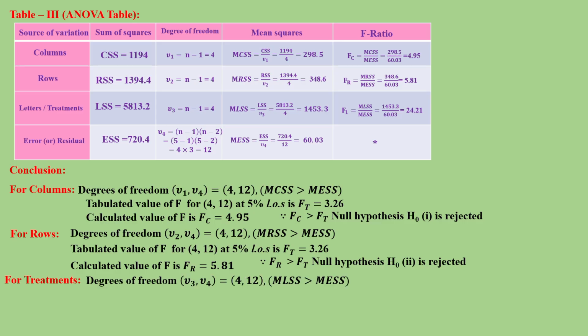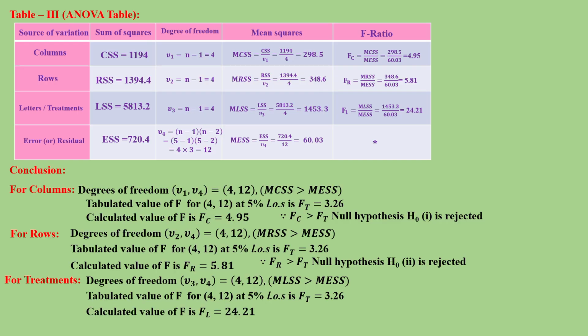Then let us take treatments, right? Degrees of freedom 4, 12. Tabulated value FT is 3.26 and calculated value FL is 24.21. So FL is greater than FT, therefore null hypothesis 3 is also rejected.